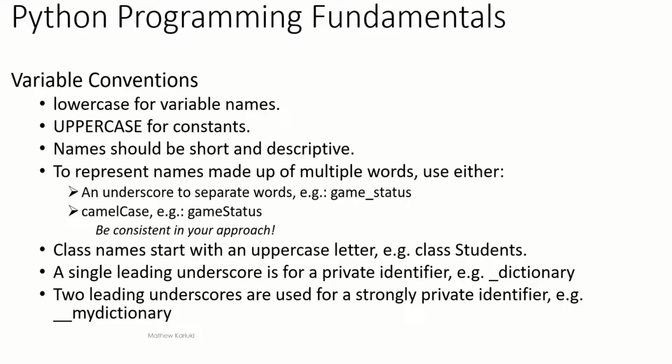avoiding confusion. Variable names should be all lowercase, while constants should be in uppercase. Variable names should be short and descriptive. For variable names made up of multiple words, use either underscore to separate the words or use CamelCase to represent the two words. Whichever approach you choose, please be consistent. Class names should always start with an uppercase letter. A single leading underscore should be for private identifier and two leading underscores used for a strong private identifier.